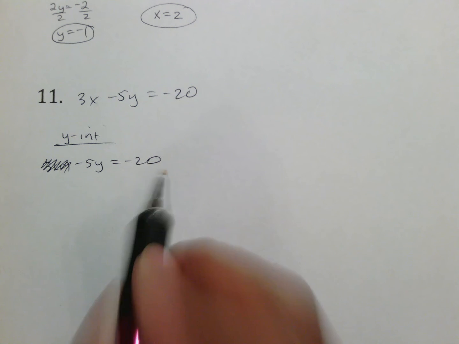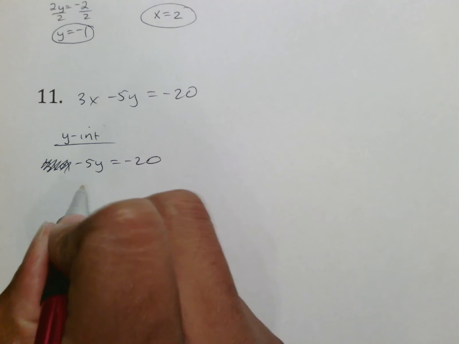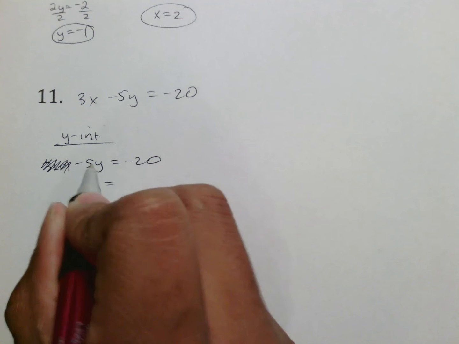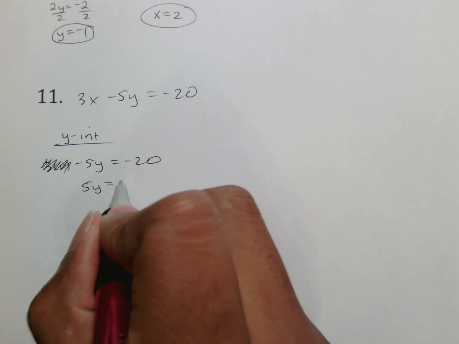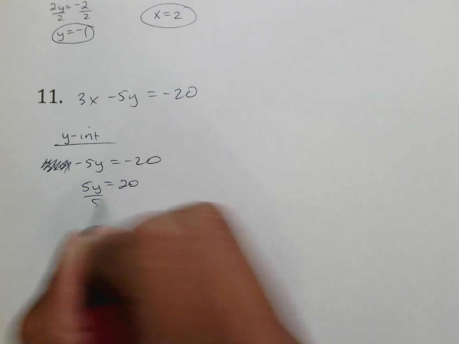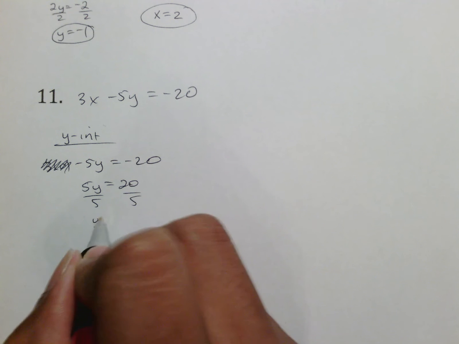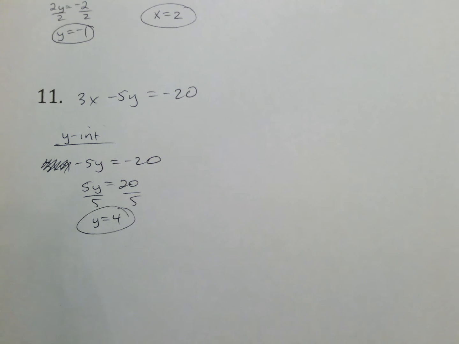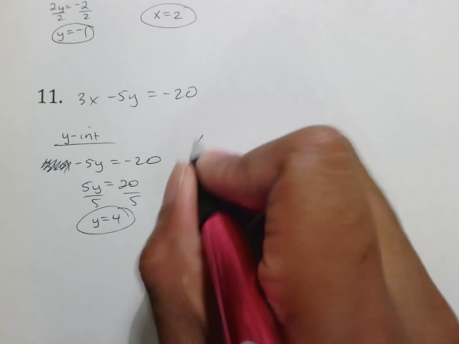You can divide by negative 5 if you want, but what I usually do again is I switch signs on both sides, so I'm careful making that positive, and because this is negative, it makes that positive. Then I divide both sides by whatever is attached to the variable, and I find out that my y-intercept is y equals 4.